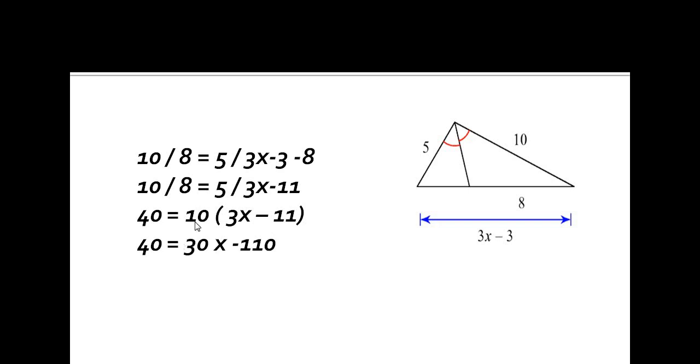So 40 equals 10 times 3x equals 30x, and 10 times negative 11 equals negative 110. By collecting the like terms together, we have here 40 plus 110 equals 30x. So 40 plus 110 equals 150, equals 30x. By dividing by 30, x equals 5.